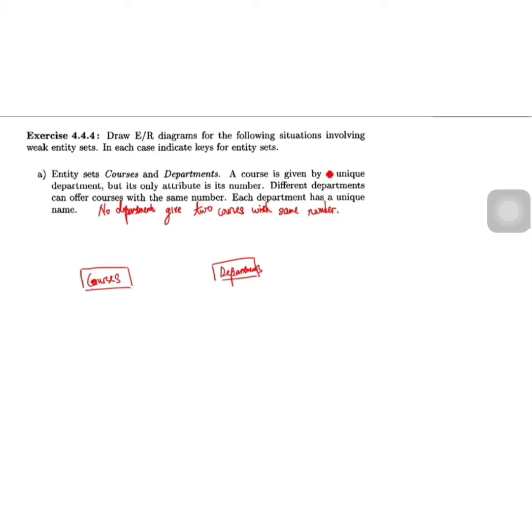A course is given by a unique department, so there is a relationship between courses and departments. By a unique, it means that this is one. It's one. Okay, now, courses' only attribute is its number. So number is the only attribute of courses.